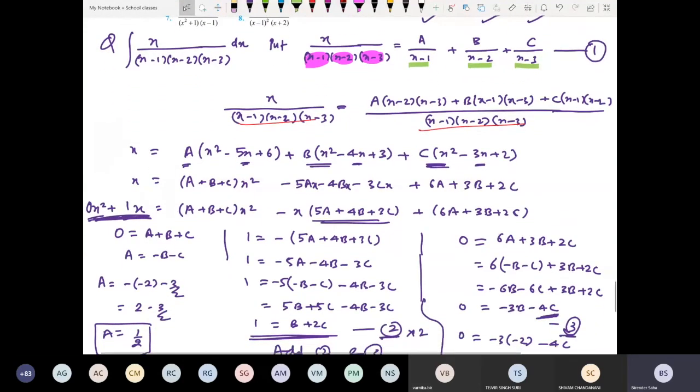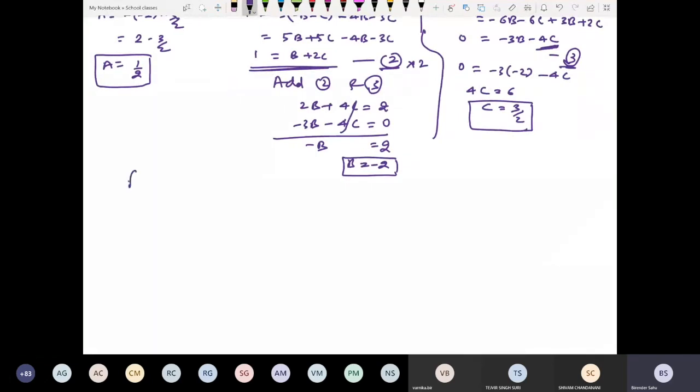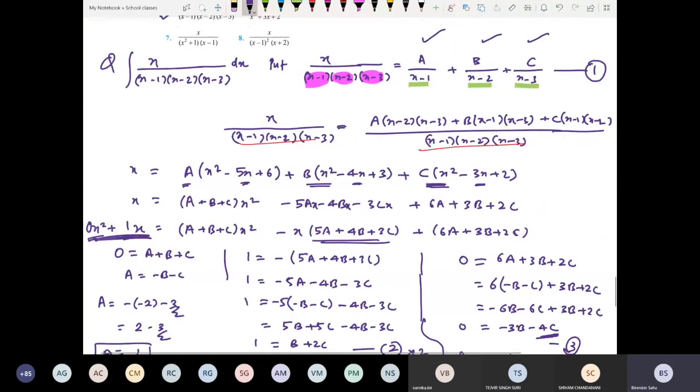So from the first we are getting 1 by 2 into 1 over x minus 1, plus minus 2 over x minus 2, plus 3 by 2 into 1 over x minus 3. Is there any doubt to anyone? Yes.